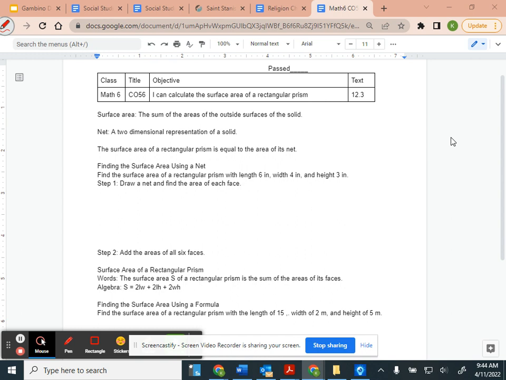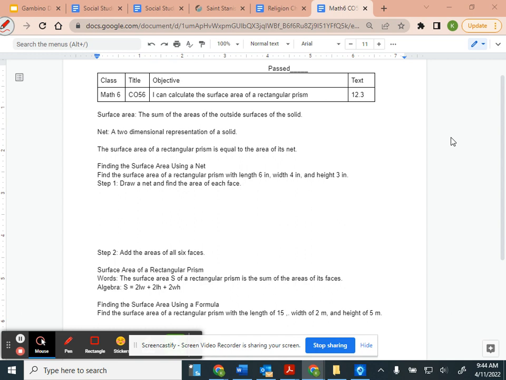A net is a two-dimensional representation of a solid. So a net is when we take that solid and we open it up. Think about having a box and you need to cut down the sides so the box lays flat. So we're going to flatten out our shapes so they're one flat shape. So the surface area of a rectangular prism is equal to the area of its net.